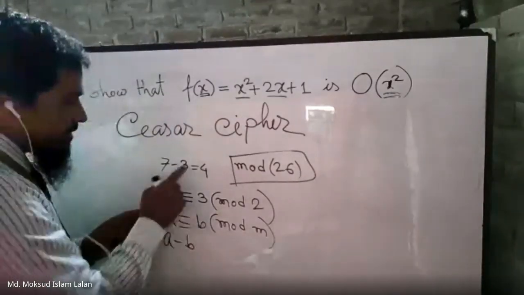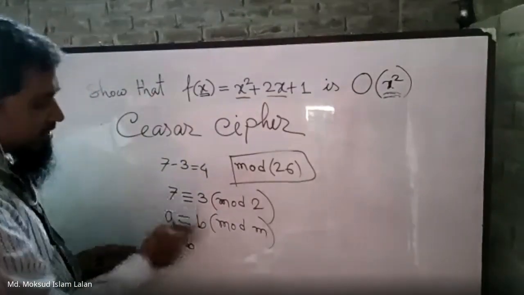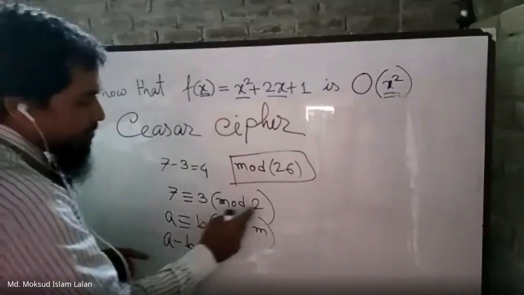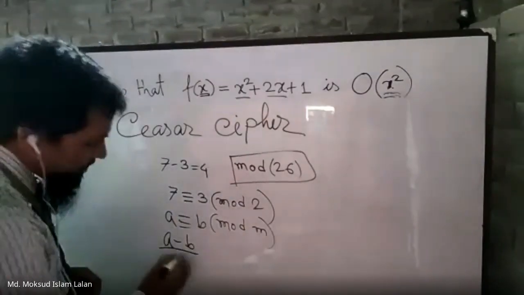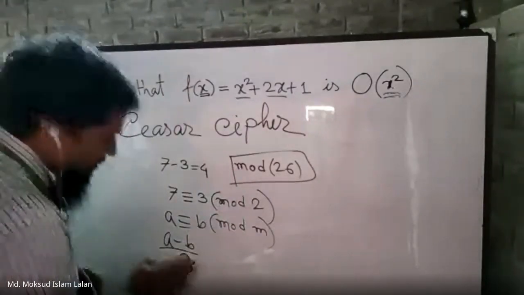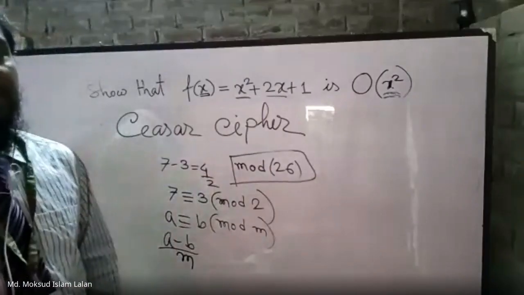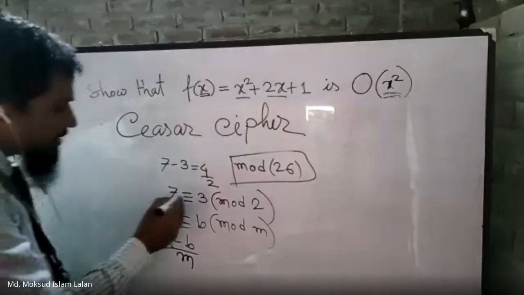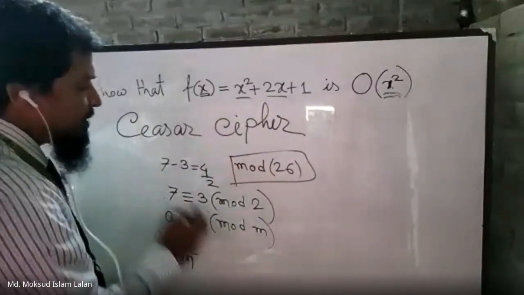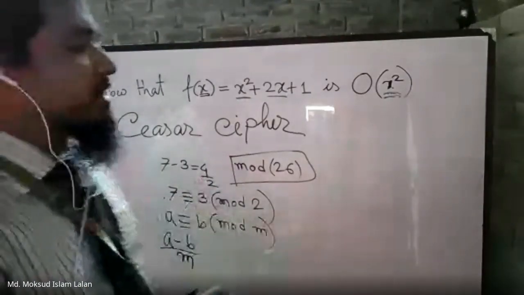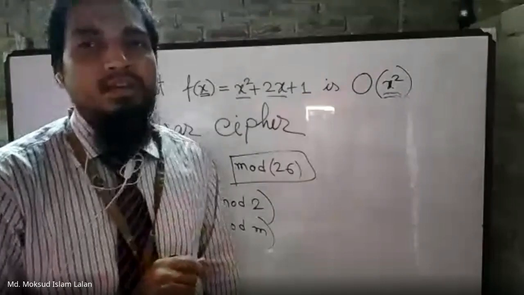7 minus 3, I mean A minus B. This is the general form, and this is the particular form. Mode M, here mode 2. Mode 2 means you need to divide by 2, so you need to divide by M, right? Do you understand? So this 7 is congruent to 3 mode 2 is perfectly divisible. I mean there is no remainder here, right?